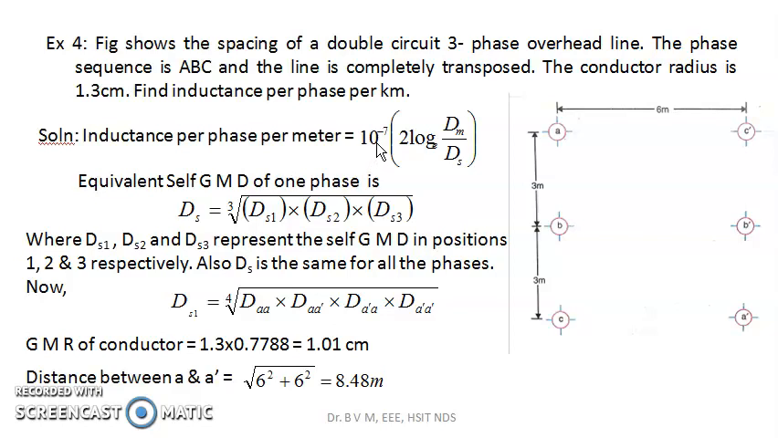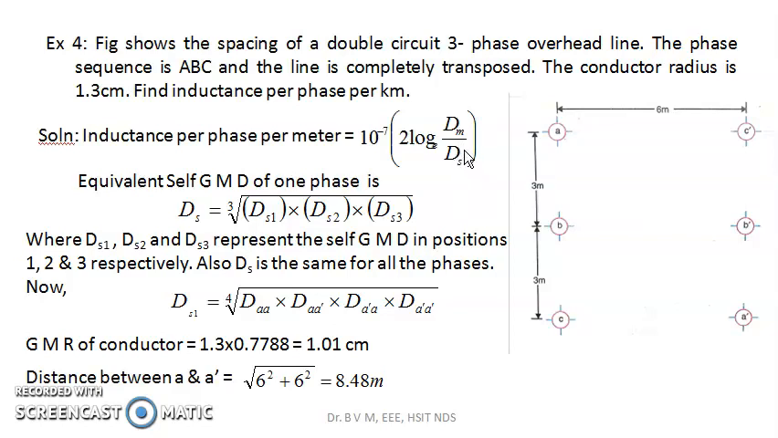Inductance is given by 10 raised to minus 7 into 2 into natural log of Dm by Ds. Here Dm is the mutual GMD, the geometrical mean distance, whereas Ds is the self GMD.